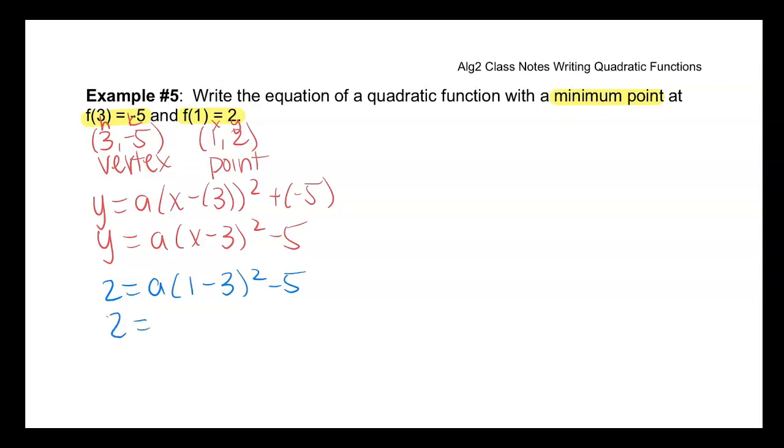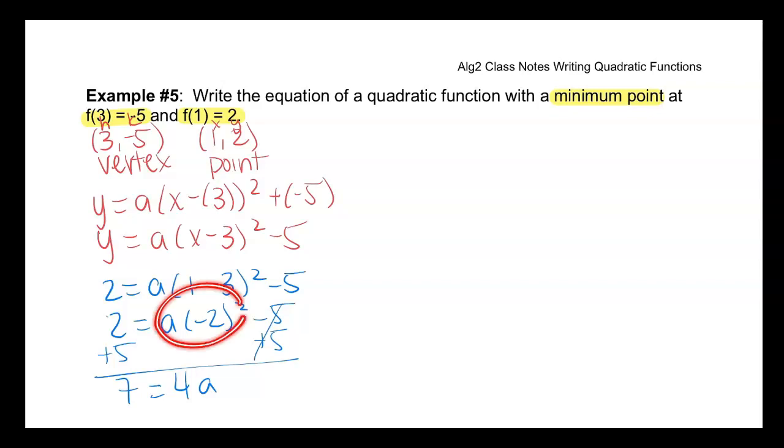Let's simplify. In that parentheses, 1 minus 3 is -2 squared, minus 5. We're going to add 5 to each side. So 7 is going to equal 4a. Probably should have simplified that first before I added. So let's do that. I want to make sure you guys see exactly what we're supposed to do so you don't get confused. So 2 equals 4a minus 5.